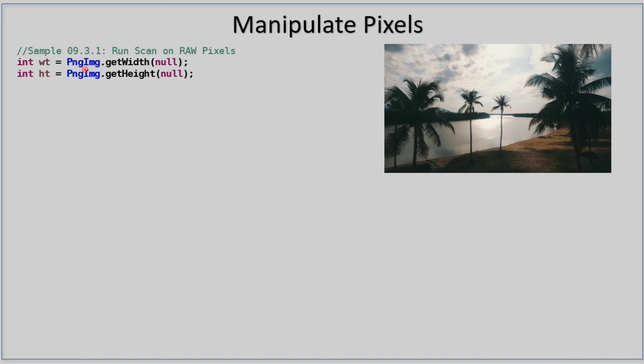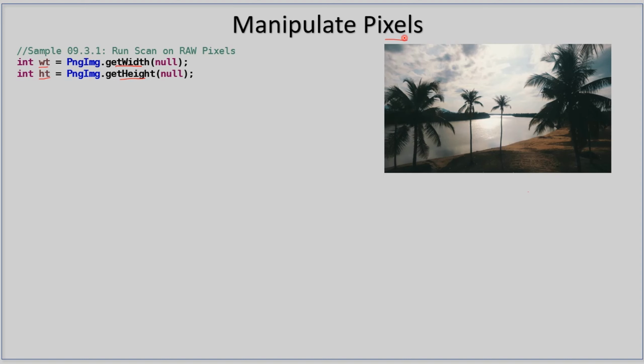In the previous video, we loaded the image, and the loaded image is here in this handler PNG image. We get the width and then the height and store them in integer variables. This height and width is required so that we can perform the scan line, and in each scan we can read one pixel. So the scan line will be like this.